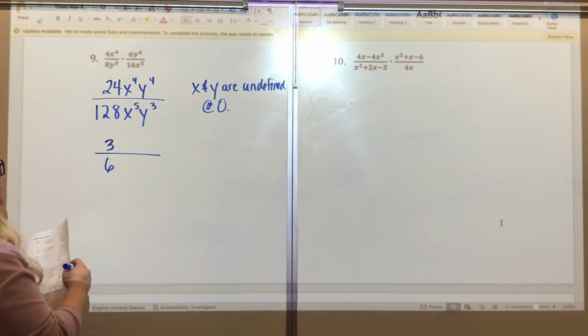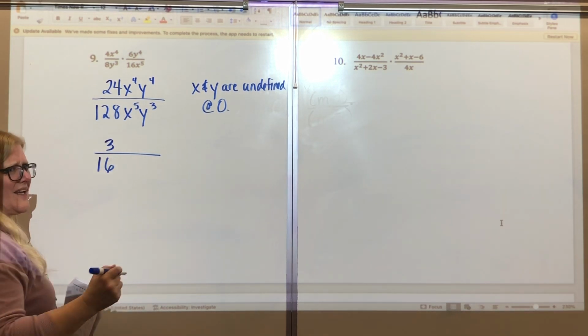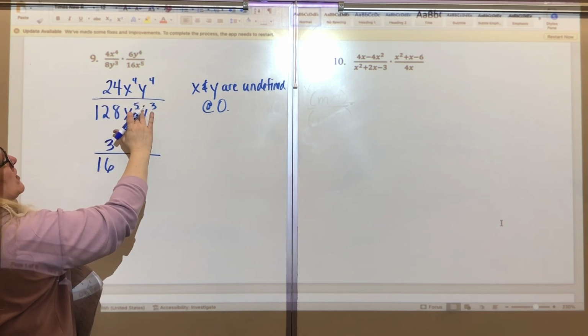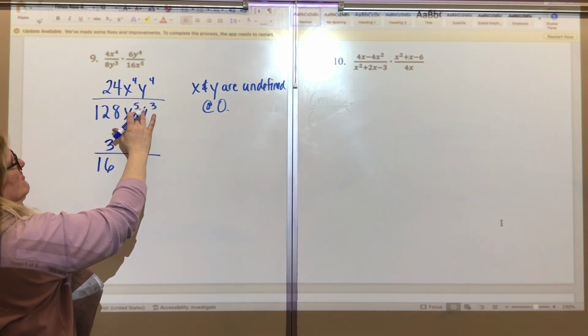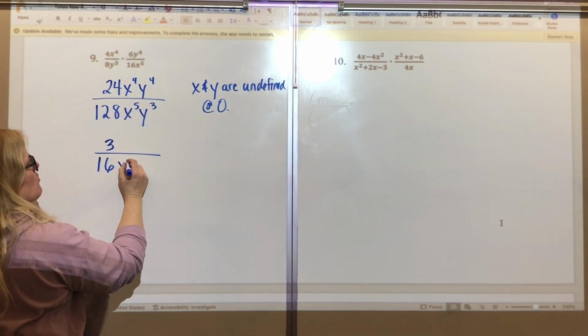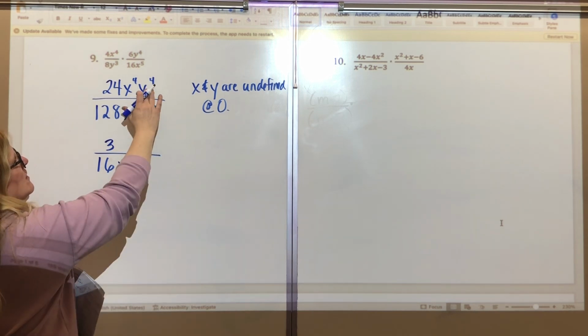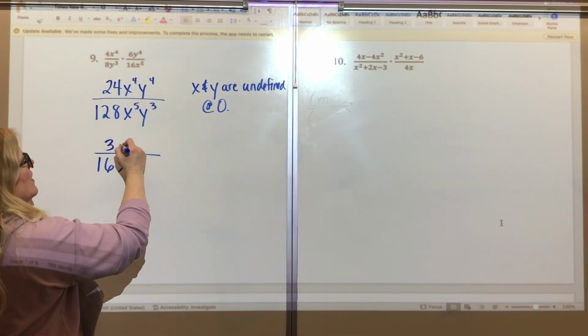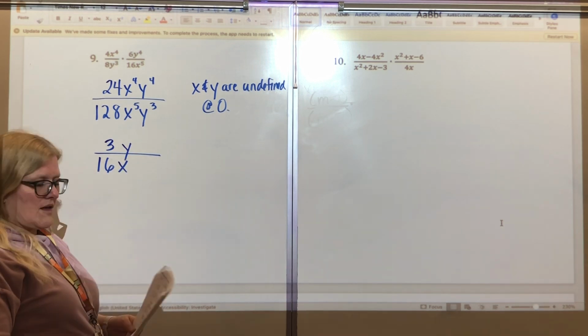Okay, just kidding. I thought that was weird. 8. Yikes. Okay, now I have 4 x's up here. I have 5 down here. So it leaves me with 1 x in the denominator. I have 4 y's up here and 3 down here. 3 of them will cancel, leaving me with 1 up here.